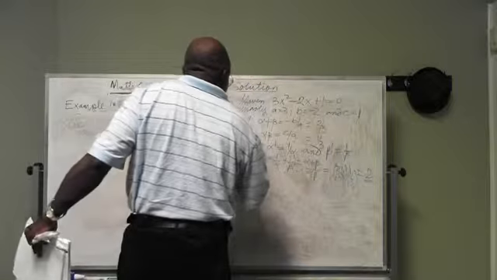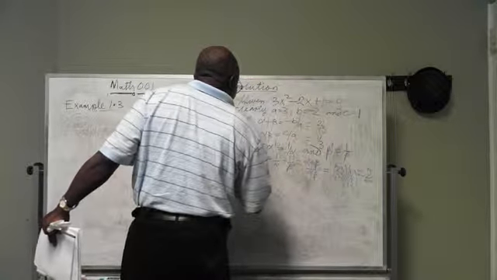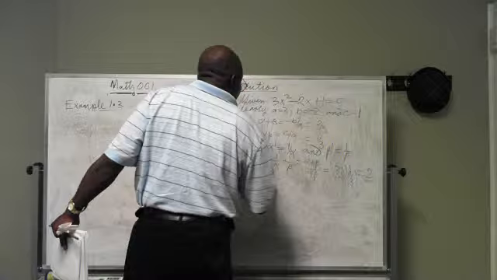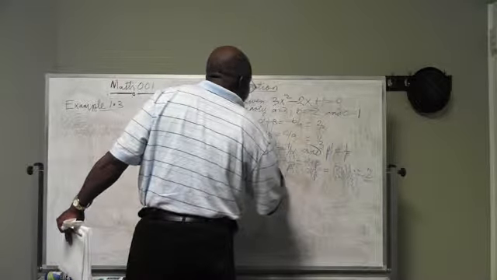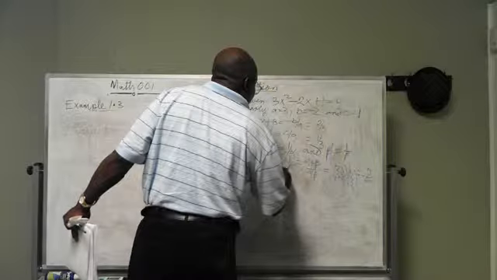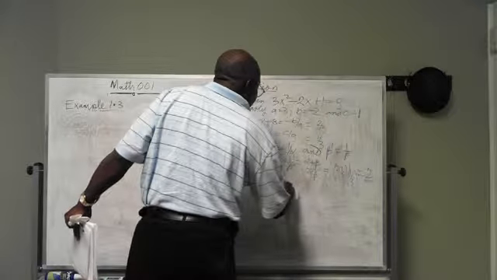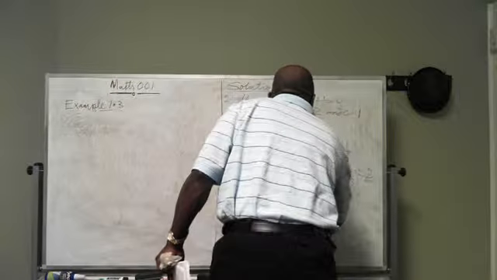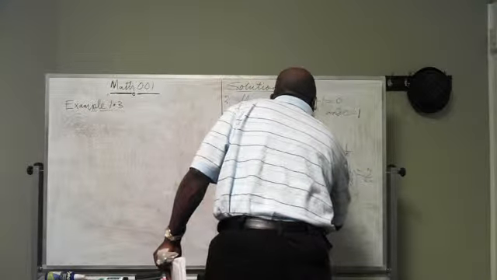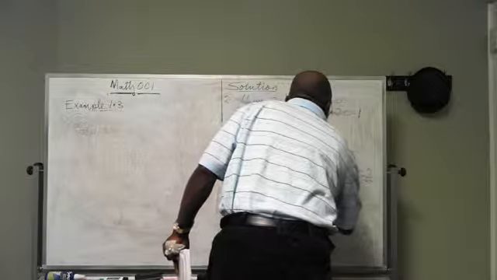And alpha prime beta prime will be equal to 1 over alpha times 1 over beta, which is equal to 1 over alpha beta. And if we substitute alpha beta in here, this will be 1 over 1/3, which is equal to 3.